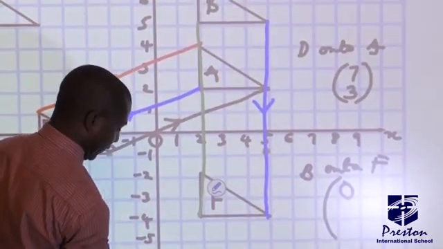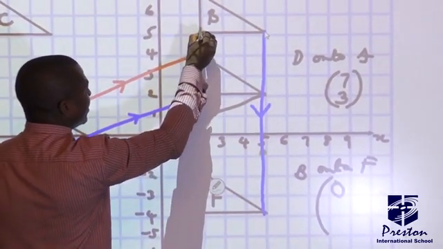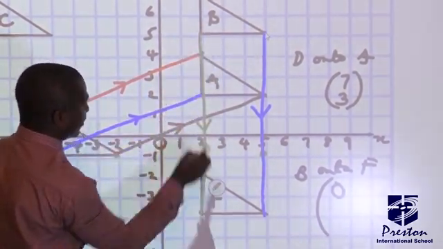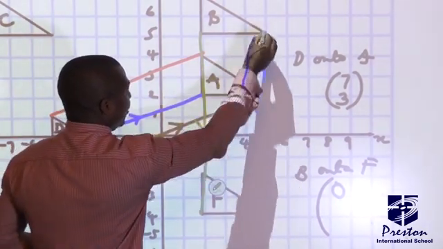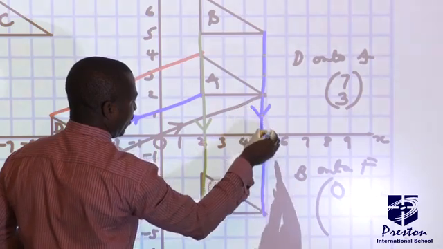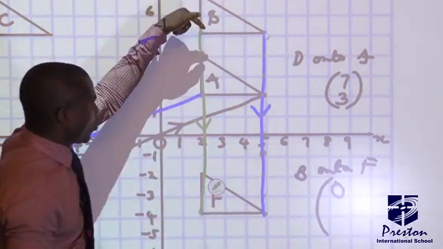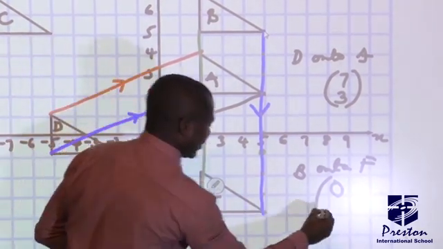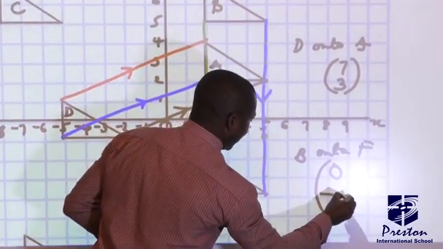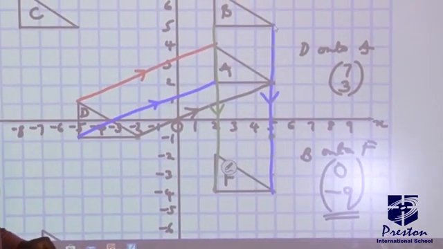Now, if you look at this, we are moving downward there, B onto F. So how many boxes do we have from this point to this point? From this point to this point, we have 1, 2, 3, 4, 5, 6, 7, 8, 9. Now, because we are moving downward, that means that this will be minus 9. So that's the column matrix that represents that.